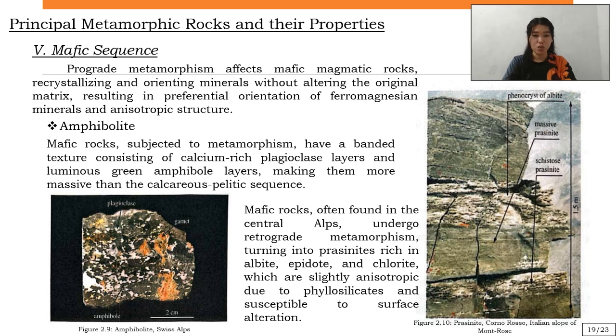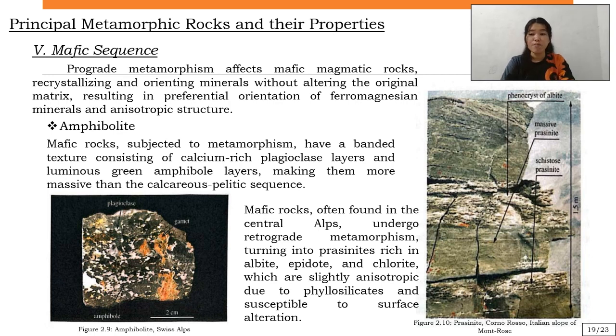So the fifth one is the mafic sequence. Prograde metamorphism affects mafic magmatic rocks, recrystallizing and orienting minerals without altering the original matrix, resulting in preferential orientation of ferromagnesian minerals and an anisotropic structure. A mafic sequence undergoes changes in its mineral arrangement and orientation due to prograde metamorphism. The minerals, particularly dark-colored ferromagnesian minerals, become aligned, resulting in a rock with a preferred orientation and an anisotropic structure. Despite these changes, the overall mineral composition of the original rocks doesn't undergo significant alteration during this process.